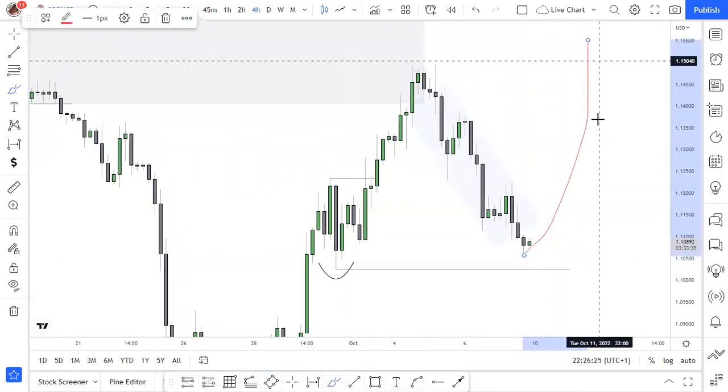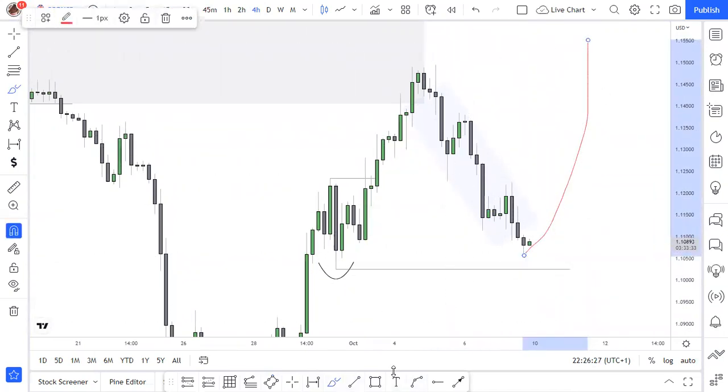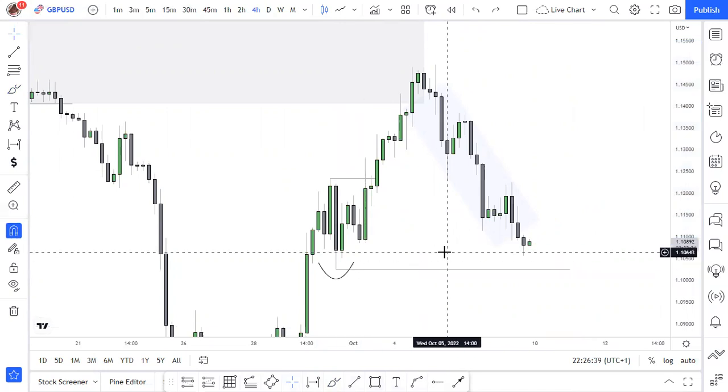looking like some kind of pullback for the continuation up. But we know that the weekly and the daily time frame are both bearish. So if the 4 hourly time frame becomes bearish, then we can look for shorts. But since we are kind of day trading, we can still follow the 4 hourly structure and then just see where it leads us.